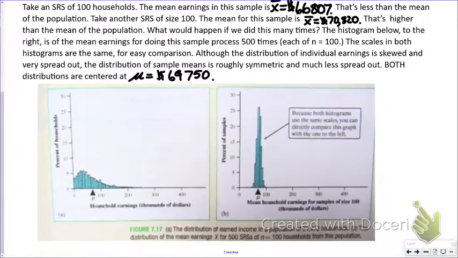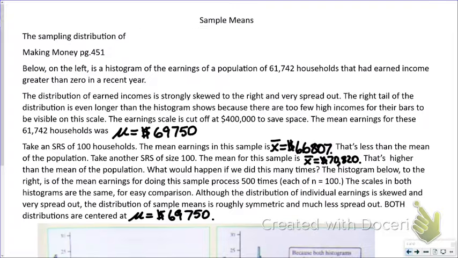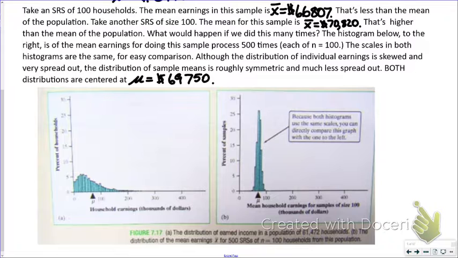This is a picture right here of the population of incomes on the left. It's positively skewed. And if I take a sample size of 100 and do it indefinitely, they're all going to pile up right over the true mean of 69,750. That's property 1, where mu x bar equals mu. Right here, all those dots are piling up right above or just to the left of the true mean, 69,750.